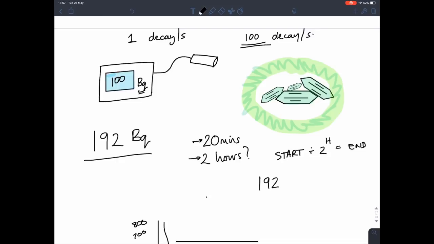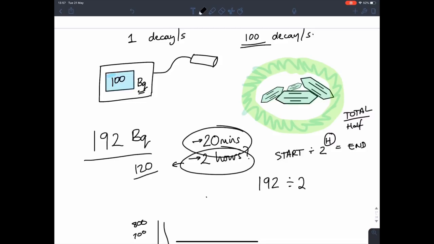192 becquerels. Now we're going to divide it by 2, and the reason we divide it by 2 is because, of course, it's halving. Now, how many times? What is h? H is total time divided by time for a half-life. So in this scenario, the total time was 2 hours. Let's convert that into minutes first. So that's 120 minutes. So we're going to do 120, which is total, divided by the time for one half-life, which is 20 minutes. So 120 divided by 20 gives you 6.